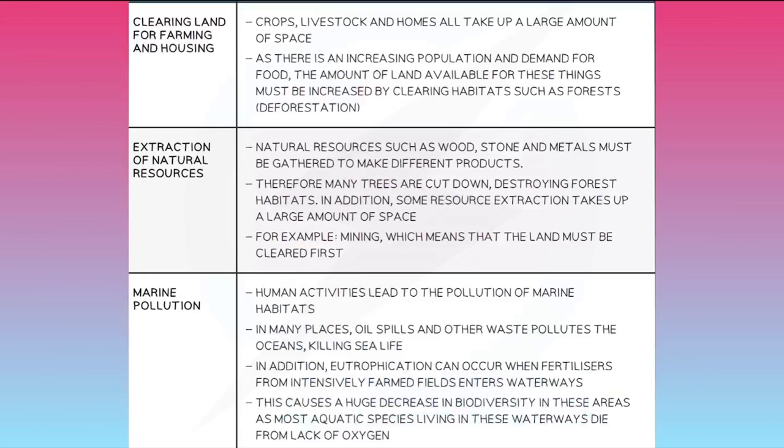In addition, eutrophication can occur when fertilizers from intensively farmed fields enter waterways. This will cause a huge decrease in biodiversity in such areas, as most of those aquatic species living in these waterways die from lack of oxygen. So the aquatic species will die as they will have less oxygen.